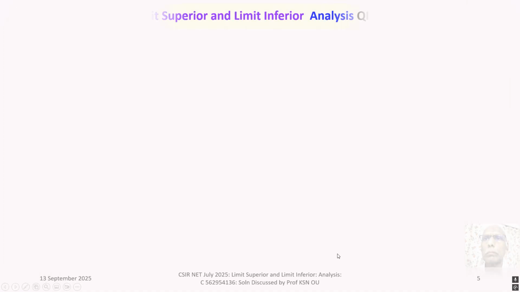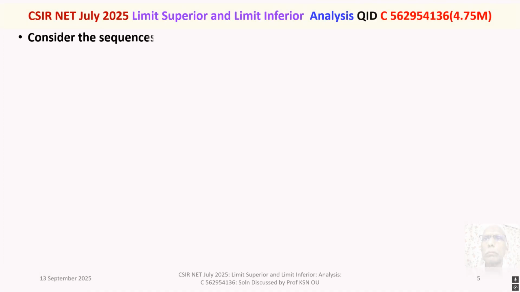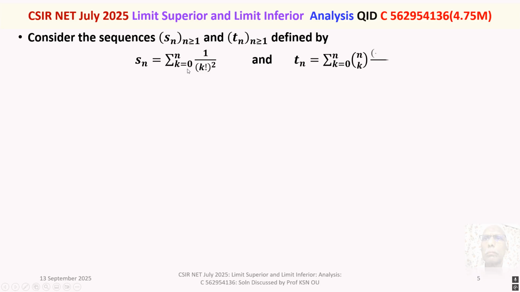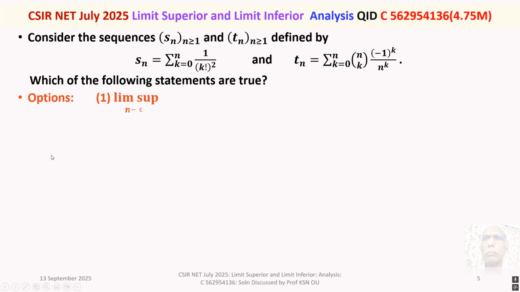Right. The given question is: consider the sequences Sn, n greater than or equal to 1, and Tn, n greater than or equal to 1, defined by Sn equals sigma k equals 0 to n of 1 by the square of k factorial, and Tn equals sigma k equals 0 to n of nCk times (minus 1) to the power of k by n to the power k. Which of the following statements are true? We are given four options.